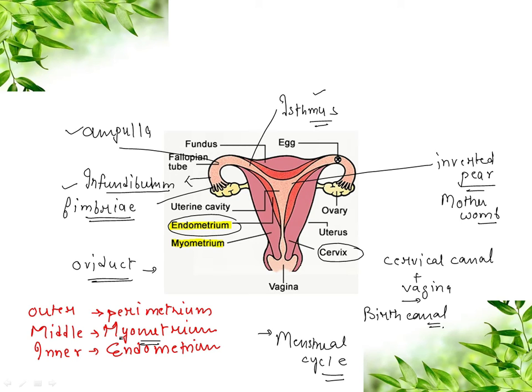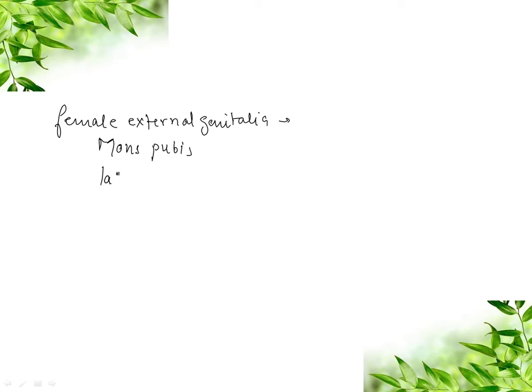And now come to the female external genitalia. Female external genitalia consists of mons pubis, labia majora, labia minora. And you can write the clitoris as well. Let us see each and every term.